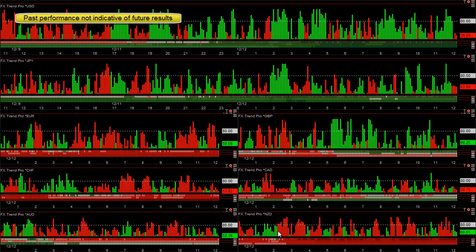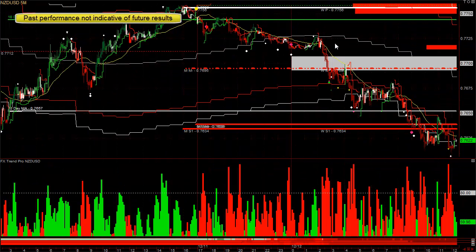Now, the New Zealand also was extremely weak today. New Zealand, I'm just going to briefly show these charts. The New Zealand dollar, look, this went sideways here, nice little sideways rectangle pattern, broke down. You're short.